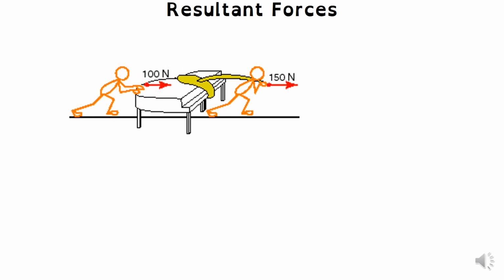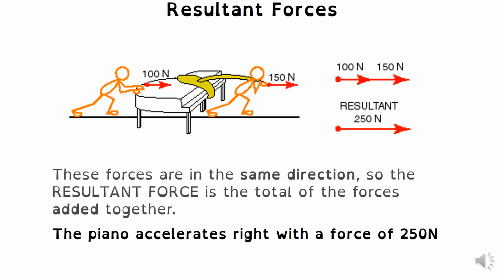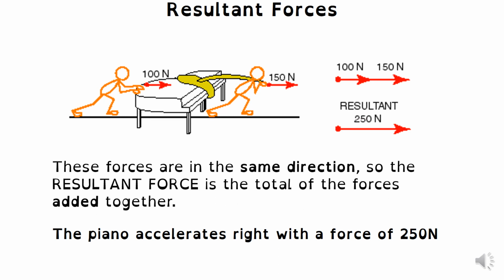Now the total amount of force here will be the 2 forces added together, 100 newtons plus 150 newtons, because they're both in the same direction, and therefore the resultant will be 250 newtons. The total overall force will be 250 newtons to the right. So the piano accelerates right with a force of 250 newtons. These forces are in the same direction, so the resultant force is the total of the forces added together.